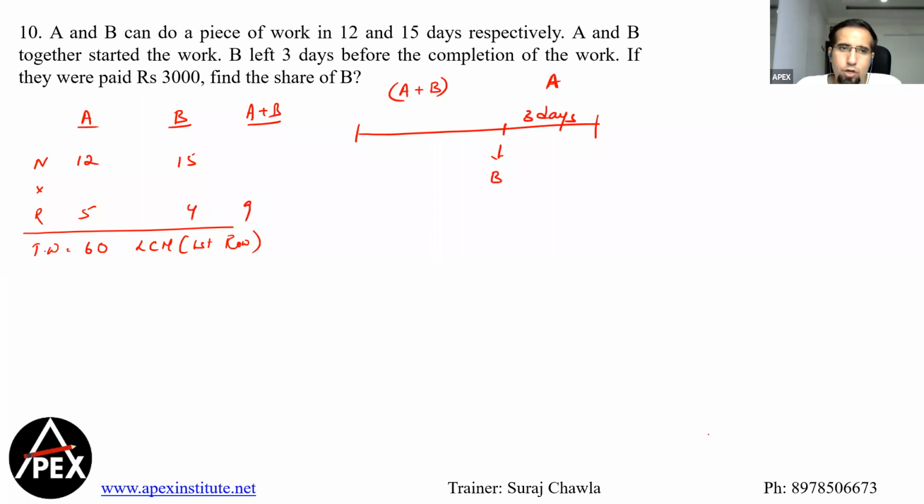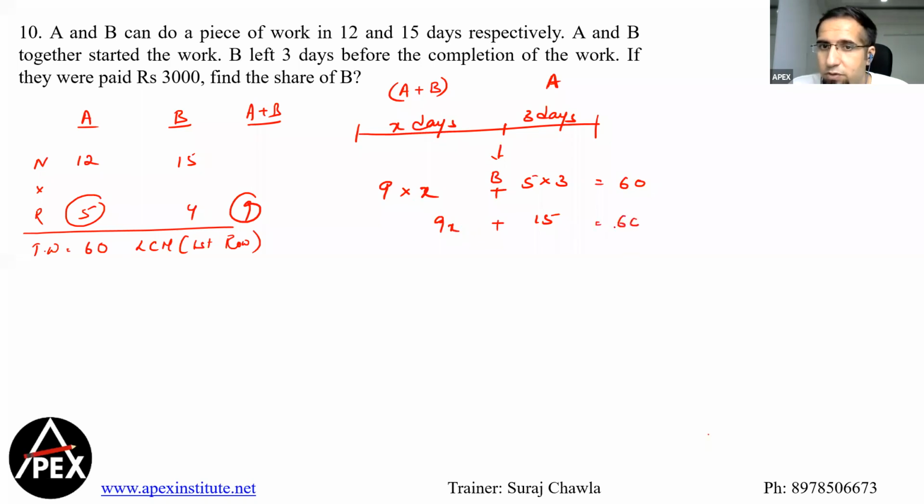Great. Now, A in one day completes 5 units of work. So in 3 days, A would complete 5 into 3, that is 15 units of work. Clear? Now, A plus B in one day complete 9 units of work. I do not know for how long they have worked, so in x days they will complete 9x units of work. As per the question, this is equal to 60. So we have 9x plus 15 is equal to 60, or 9x is equal to 45, or x is equal to 45 by 9, that is equal to 5.